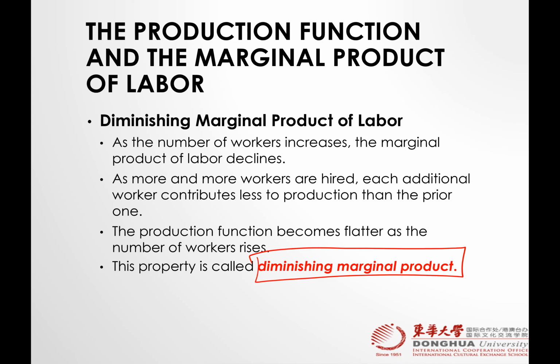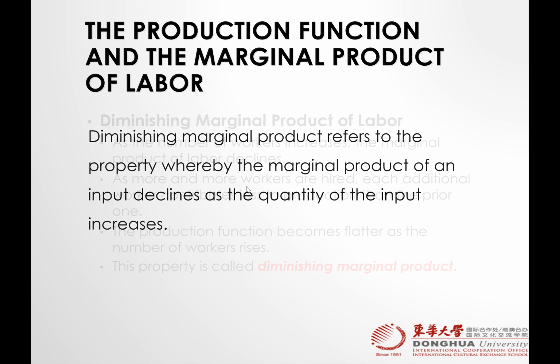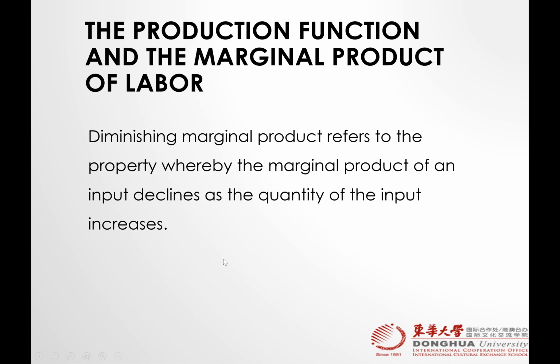We already discussed this in our cost of production chapter, before the introduction of perfect competition. So let's talk about what it says. As the number of workers increases, the marginal product of labor declines. As more and more workers are hired, each additional worker contributes less to production than the prior one. So the production function becomes flatter as the number of workers rises. This property is called diminishing marginal product. If you draw the production function, it would look like this in our next slides.